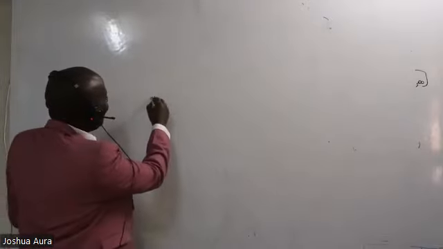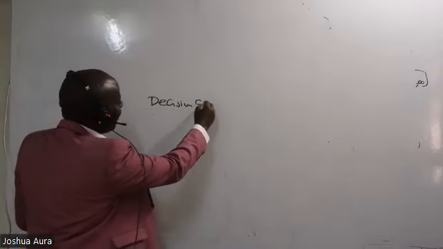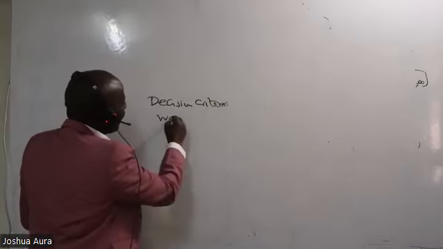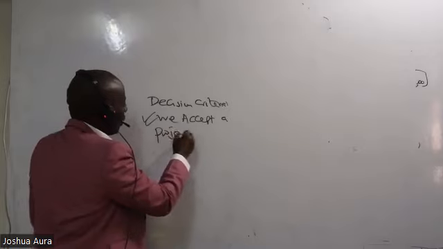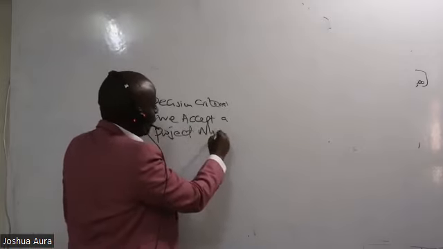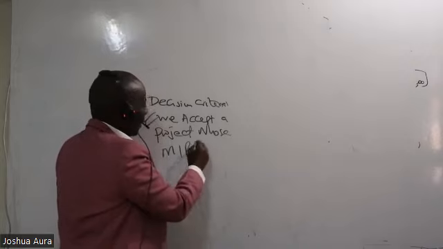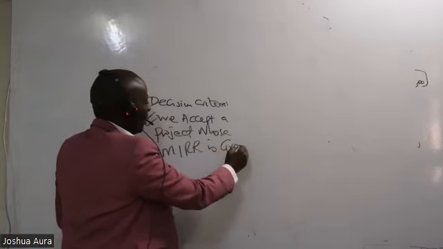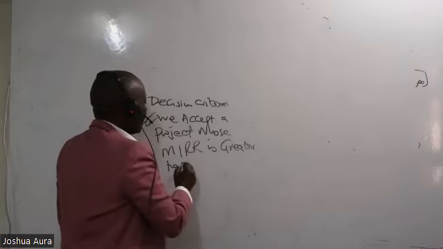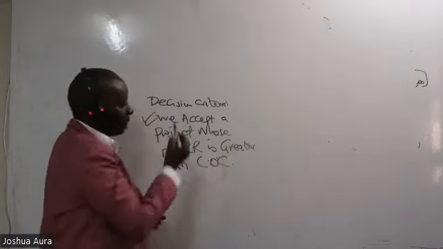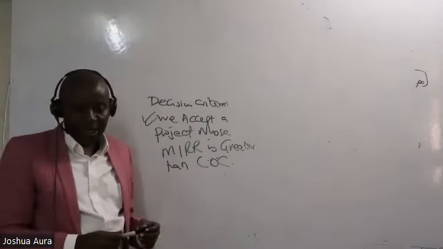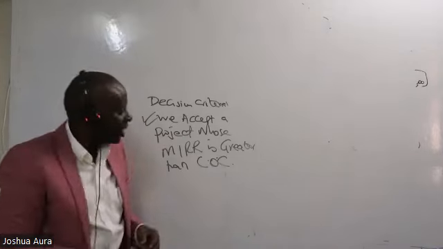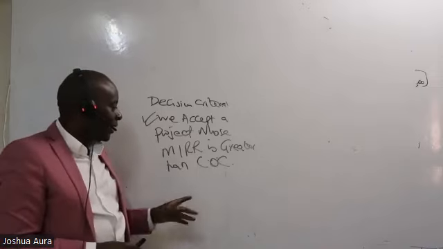So, ladies and gentlemen, decision criteria: we accept a project whose MIRR is greater than COC. You only get to accept a project whose MIRR is greater than COC.